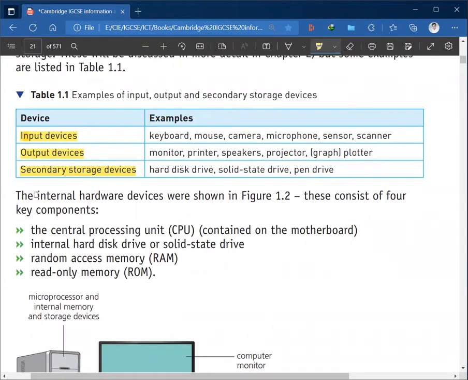We have some internal hardware. We have done this already, yes? CPU, RAM, and ROM, we did that. We did motherboard. But there's another one, which is an internal hard disk called solid state drive. This is internal, and you also have external. You told me about this SSD. Yes, I told you. So what we need to realize is that these can be both inside and outside.